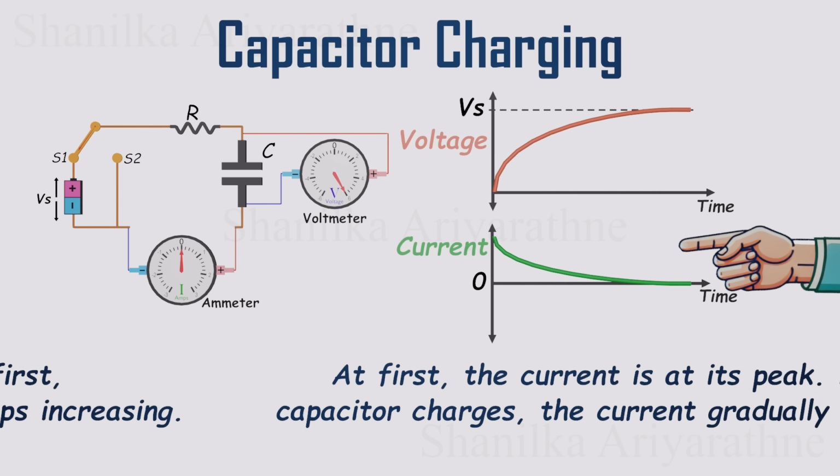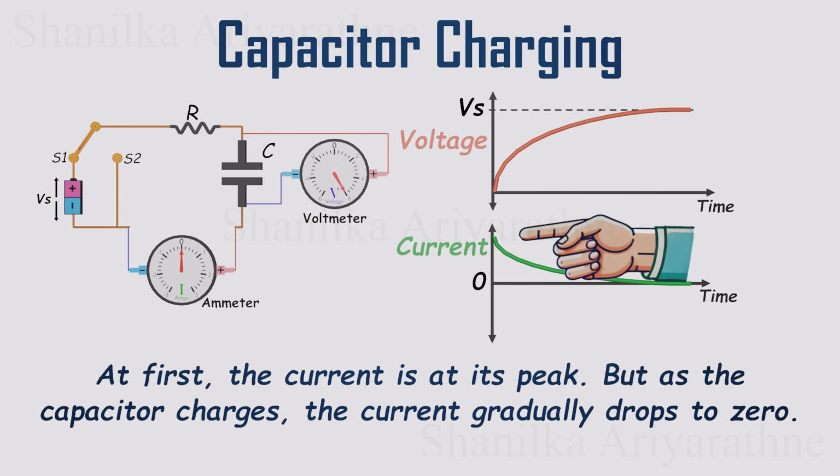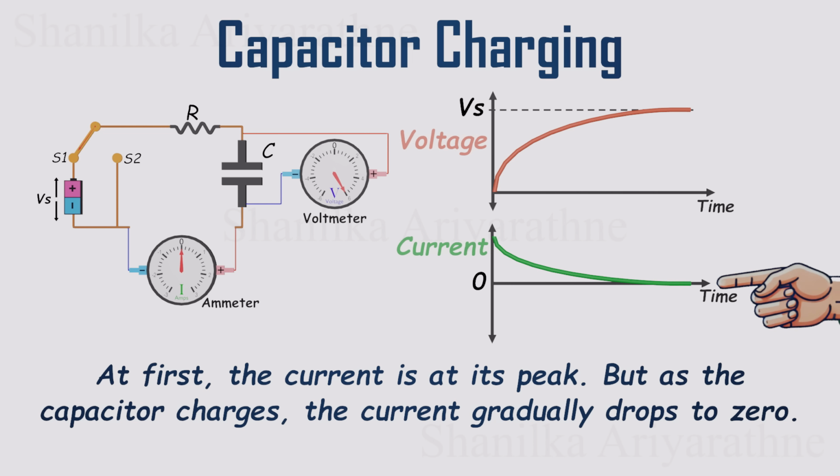Now let's talk about the current. At the very beginning, the current is at its maximum. In fact, it's almost like the capacitor isn't even there. It acts like a short circuit, letting electrons flow freely. But as the capacitor charges up, it resists more and more. The current starts to drop, gradually getting slower and slower.